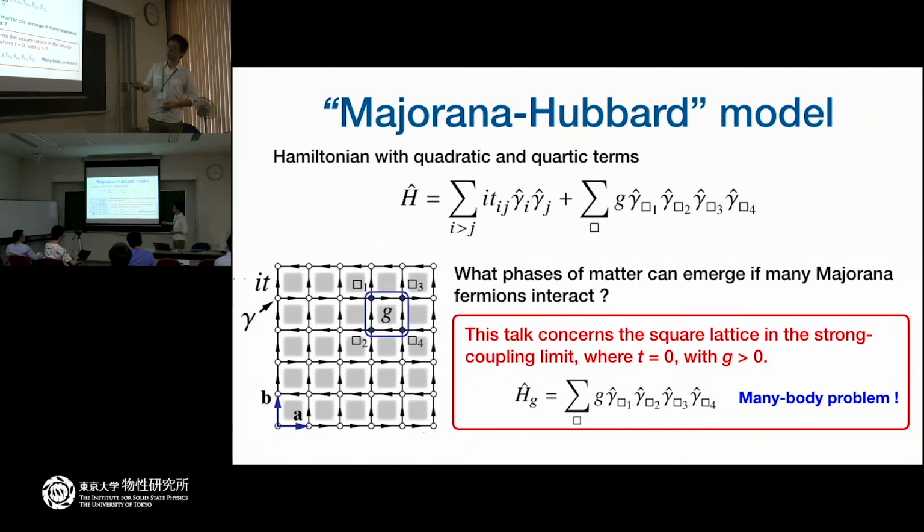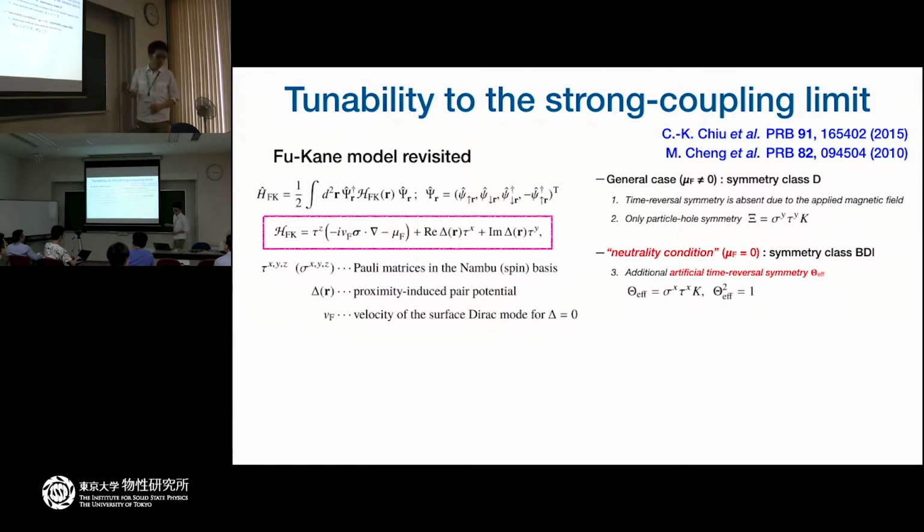You can see that the plaquette couplings on adjacent plaquettes, sharing just one node, do not commute with each other. So it's a quantum mechanical Hamiltonian. But you may wonder, why should we bother with such a strange-looking Hamiltonian? In the context of the Fu-Kane model, people have argued that it is possible to tune the relative interaction strengths to bring the system into a strong coupling limit.